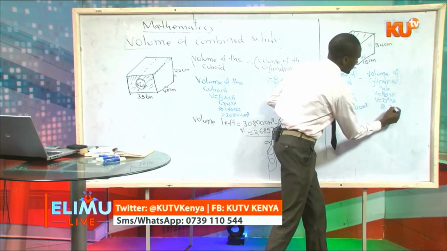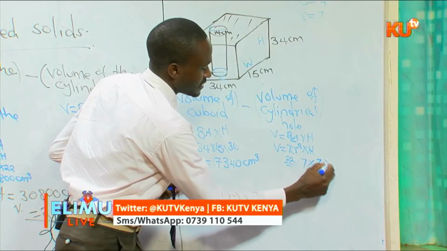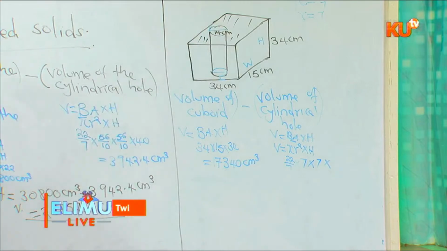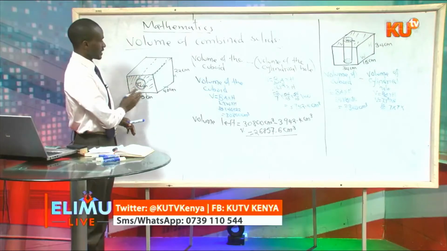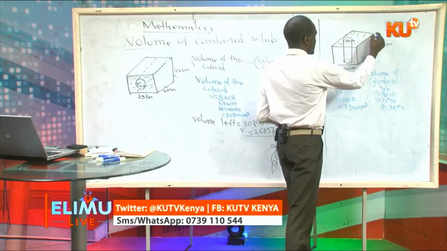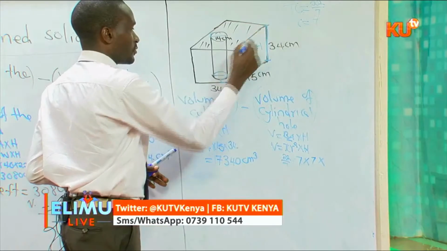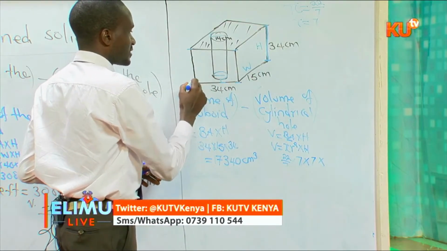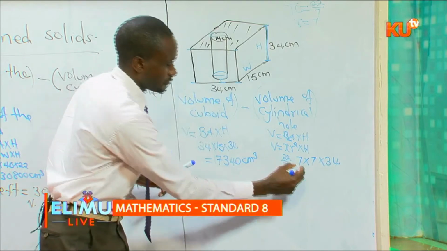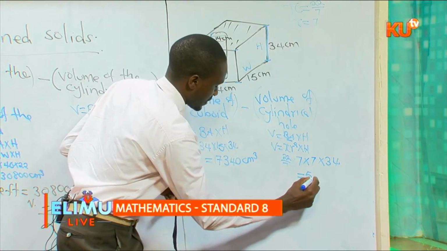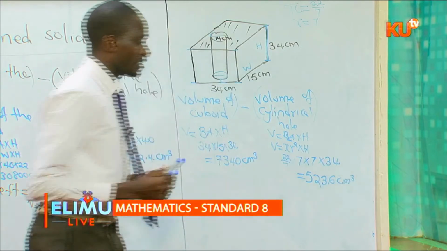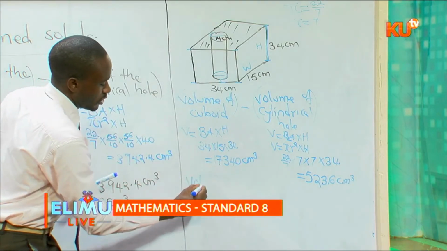Now radius here is 7 by 7, then times height. Now the height is this one, because this one was lying and this one is standing. So because this one is standing, the height is 34. This is the same as this, the same as this one. So by 34, that gives us 5,236 cubic centimeter.